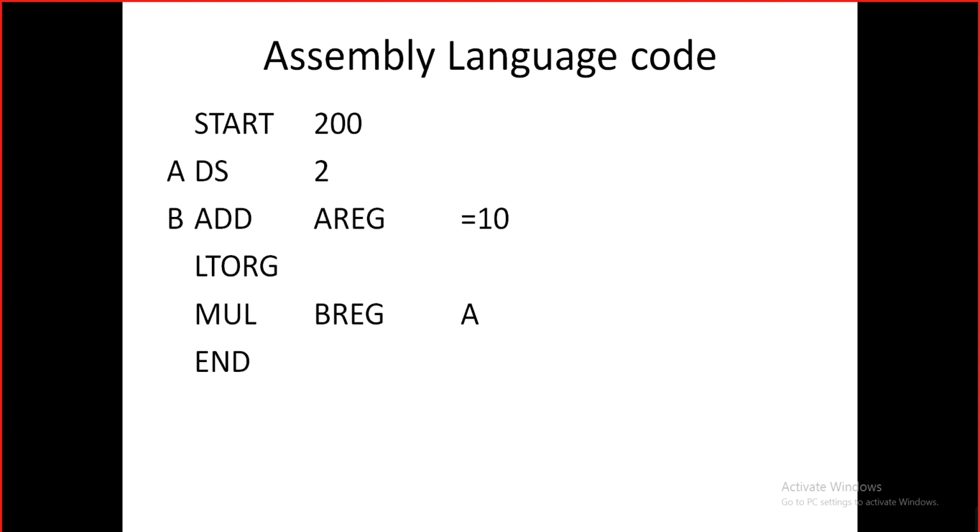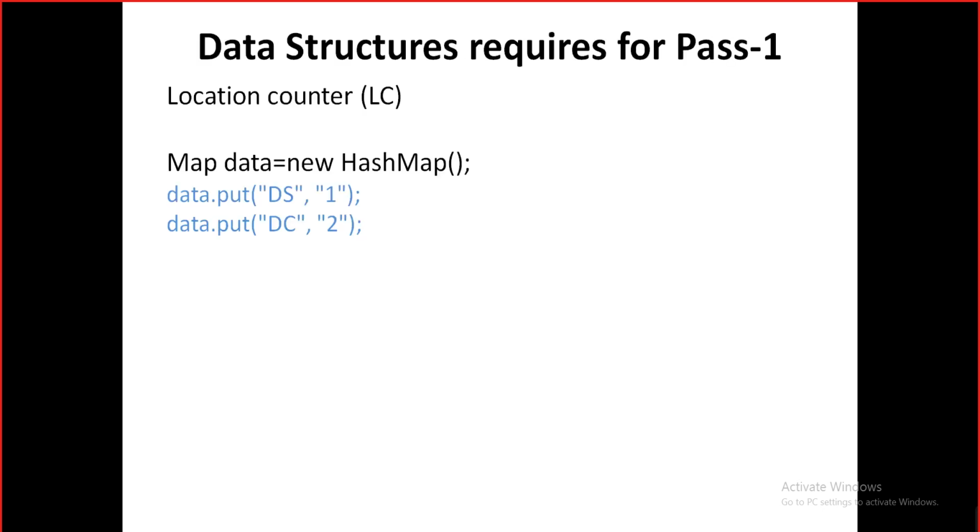Yeah. So let us see the implementation part quickly. What all data structures we require for pass one. So number one, we'll require a variable to store or to maintain the location counter LC. So one variable we'll take.